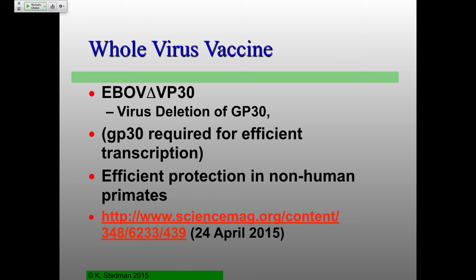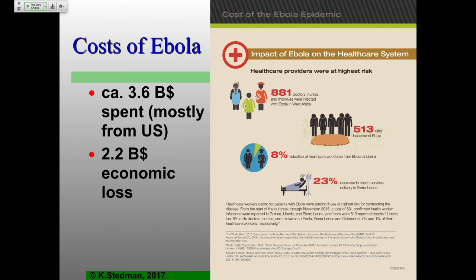Finishing up, talking about how much this ended up costing. Most of the money, thanks to us, came from the US. $3.6 billion in terms of trying to treat this disease. If we hadn't ignored it after about 6 months that it was coming out, that probably would have been a tenth of this. Massive economic loss to those countries.